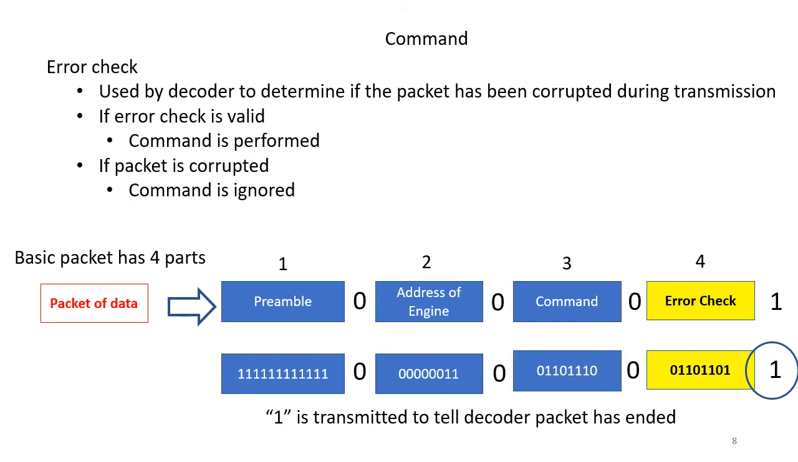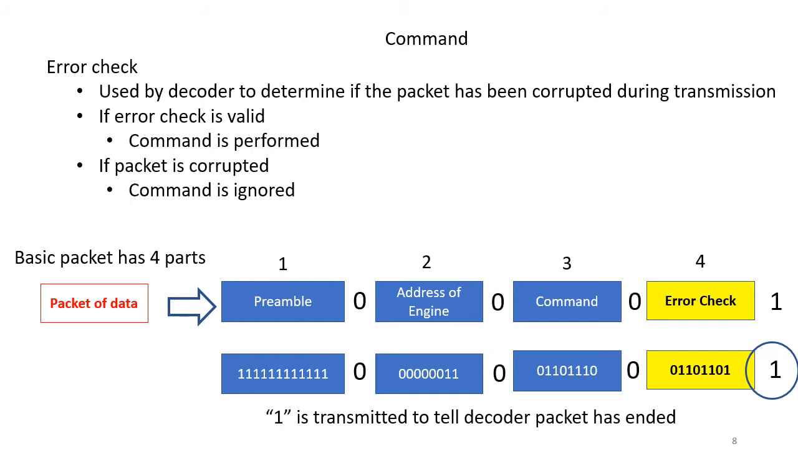The error check is used by the decoder to ensure that the packet was received without any corruption in it. Just before the packet of data is sent by the DCC controller, it does a calculation on the data in the address field and on the data in the command field. I'll go through this calculation later. And it puts the results of that arithmetic calculation into the 8-bit error check field. The DCC decoder, when it receives the packet, repeats this calculation on the address field and the command field and works out its own error check. If the error check calculated by the decoder is the same as the error check sent out by the controller, then the decoder knows that the packet was received without errors in it.